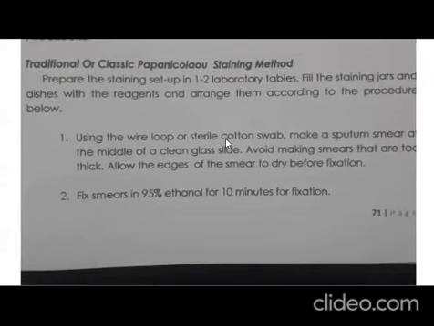So, there are two procedures that I would introduce to you now. The first procedure will be the traditional or the classic method, and the second one is the cytocolor method. So let's begin with the first one. Generally, when we talk about the procedure for Pap smear staining method, the steps could actually be grouped into 4.